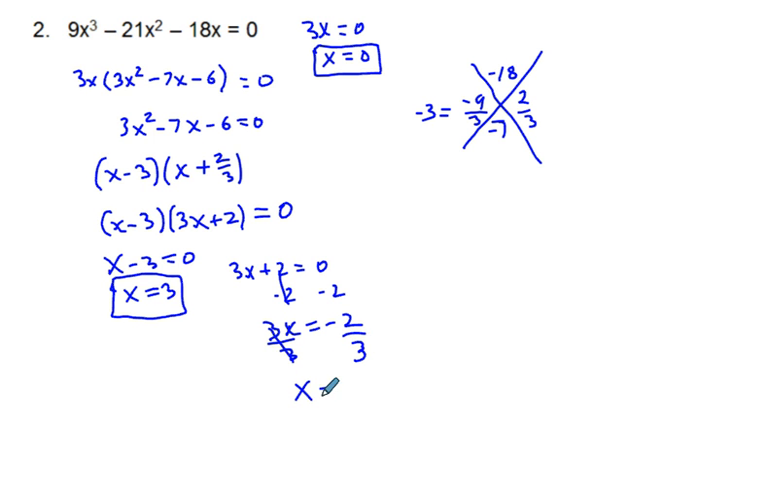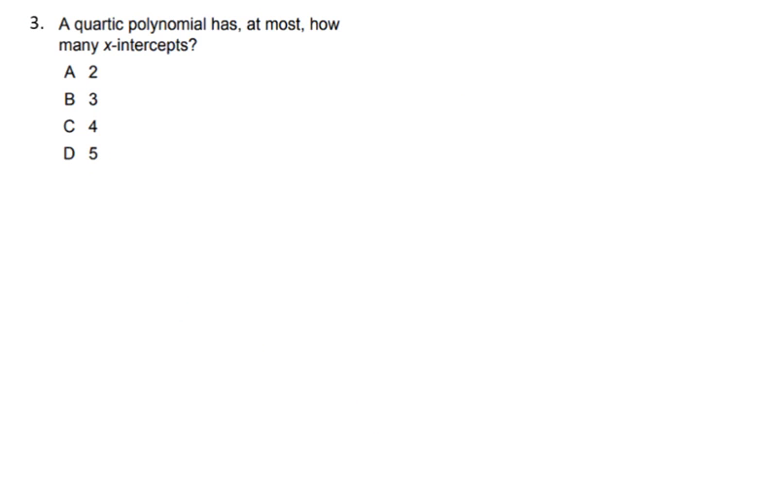X is equal to negative 2/3. So there that is. You can check all your answers using the graphing calculator. Next. A quadratic polynomial has at most how many x-intercepts?